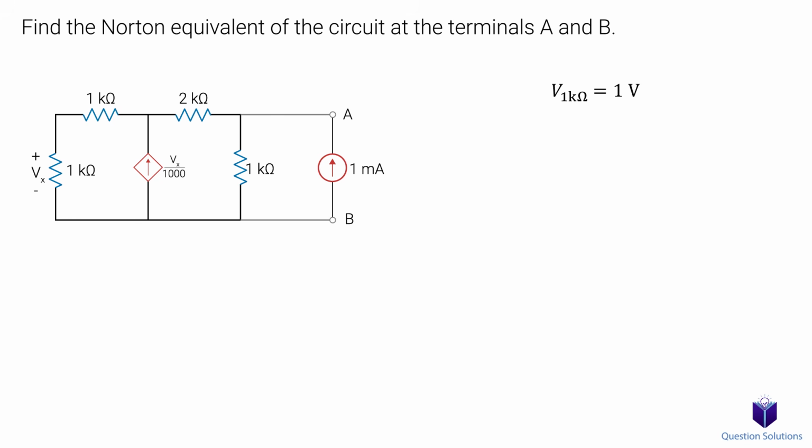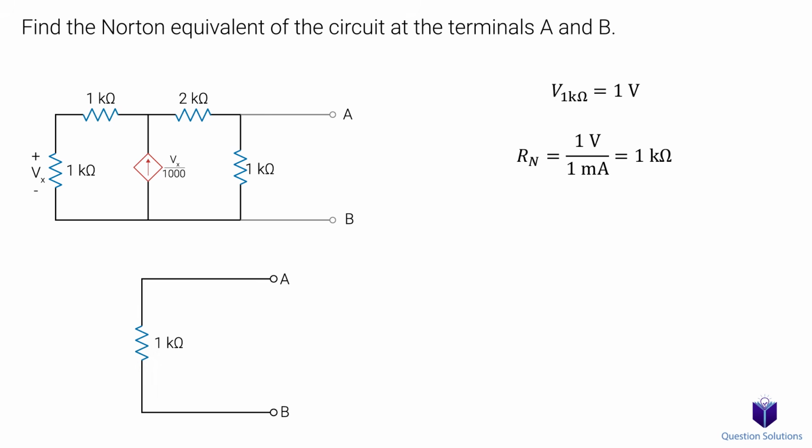The great thing is, we already have ISC. It's 1 milliamp since that's the current flowing between terminals A and B. So we can figure out Rn by dividing the voltage we found by our current source value. That gives us an Rn of 1 kilo ohm. So now we can draw our circuit. Yep, that really is what it looks like. There is no current source since our original circuit had no independent sources. So this really is our answer.